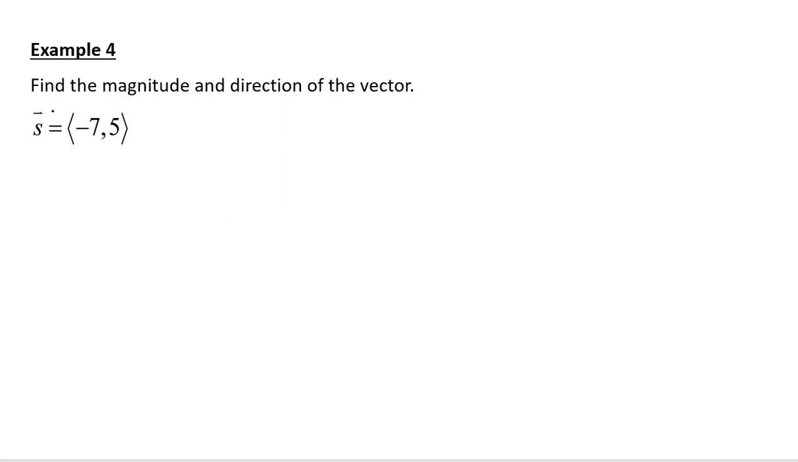Okay, number 4. Find the magnitude and direction of this vector. The vector could be put anywhere in the plane. I am going to start our vector at 0, 0. And this is my x direction, so I go 7 to the left. And I go 5 up. That's my y. So from this initial point, I go 7 to the left, 5 up. That's my terminal point.